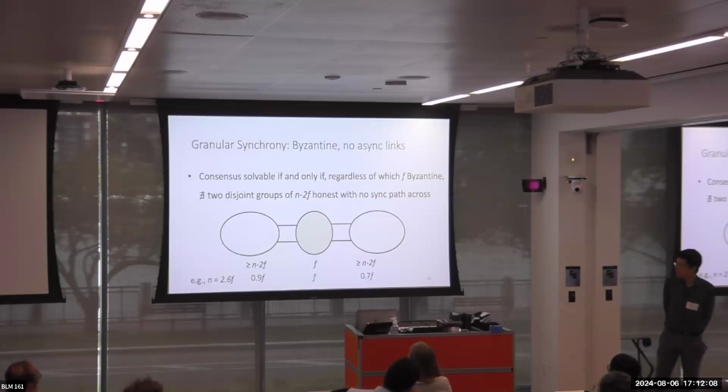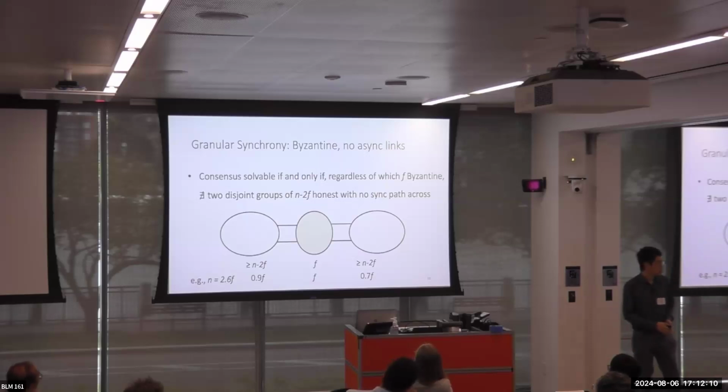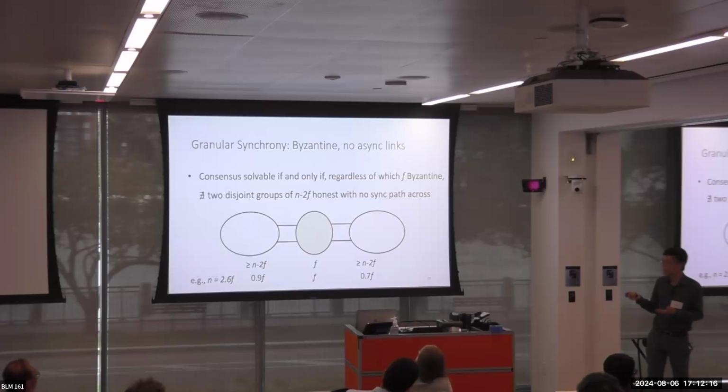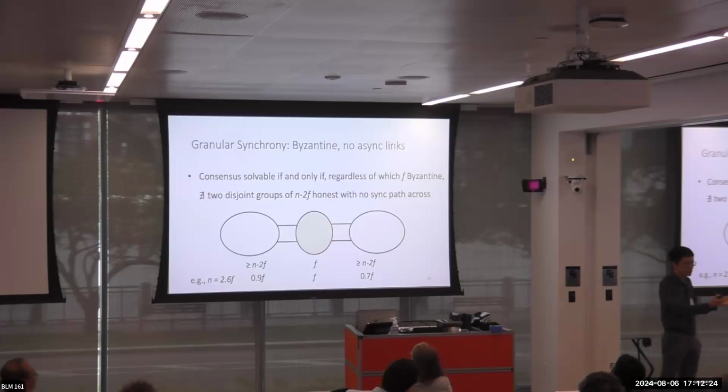So here is an example. Once again, it's the same reason as before. Because if you can do this, then this left group is n minus 2F. This middle group is Byzantine. It can behave towards the left group in one way, but behave towards the other group in another way. Basically play double agents.